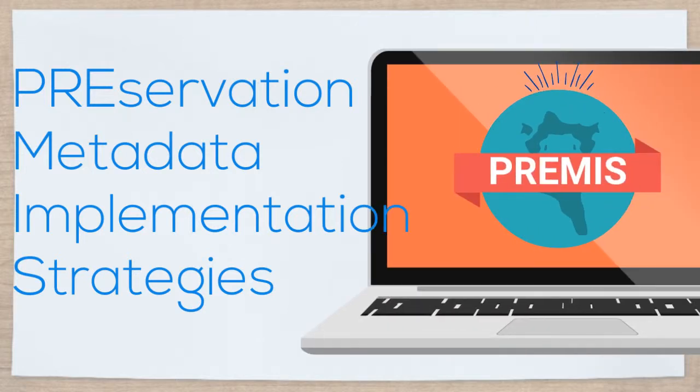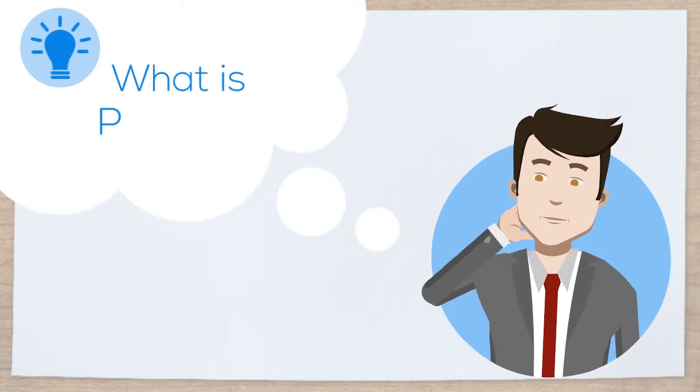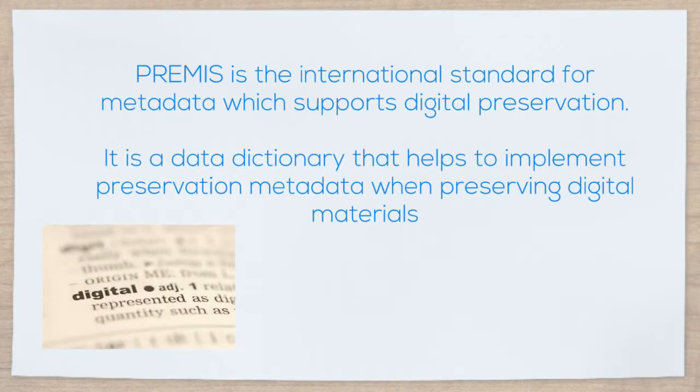Preservation Metadata Implementation Strategies, or PREMIS. So what is PREMIS? PREMIS is the international standard for metadata which supports digital preservation. It is a data dictionary that helps to implement preservation metadata.